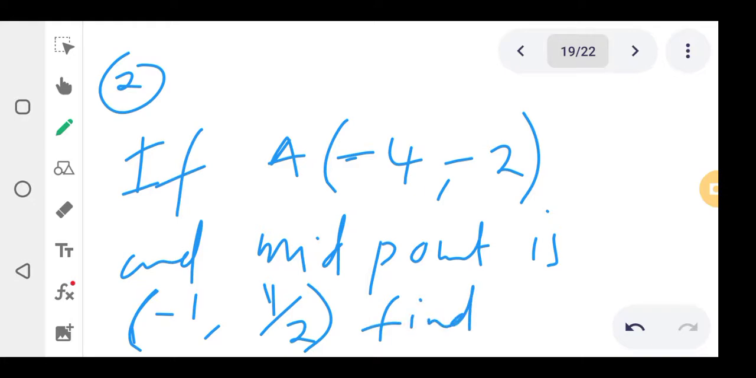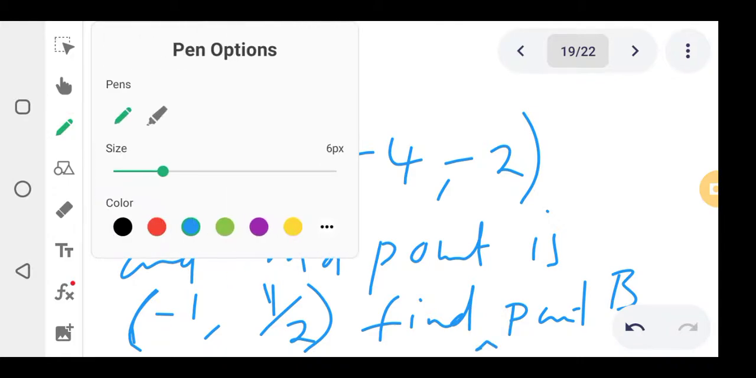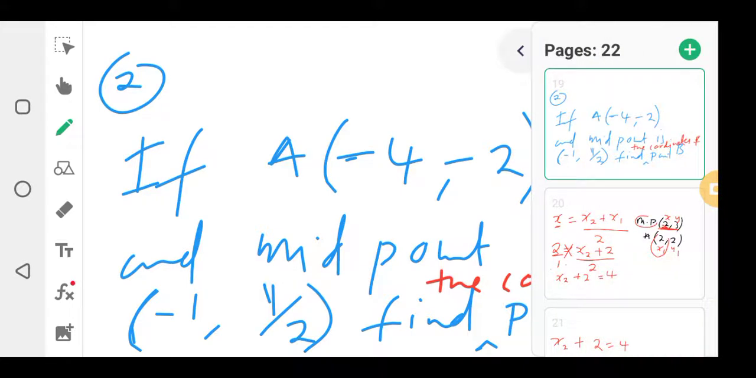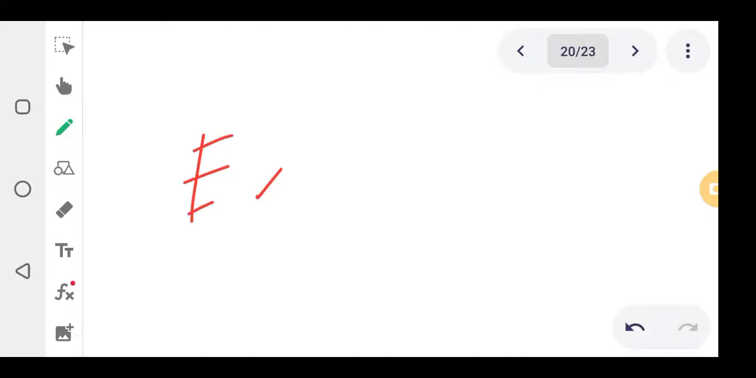Find point B. Okay, find the coordinates of point B, or find point B. Find the coordinates of point B. Okay, coming to the end. So try those 2 exercises. Thank you.